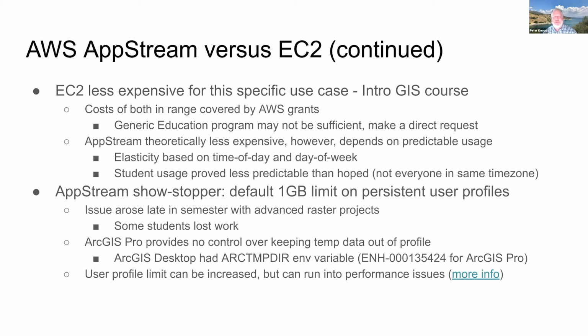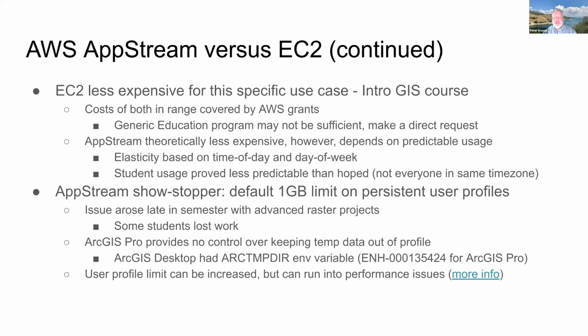One showstopper for us with AppStream, though, that we ran into at Michigan, and this was specific to this course, is that there's a default 1 GB limit on persistent user profiles. And this issue arose late in the semester when students were doing advanced raster projects. So in other words, building up a lot of temp layers and things that were stored in the user profile, not necessarily in their geodatabase yet until they committed them.